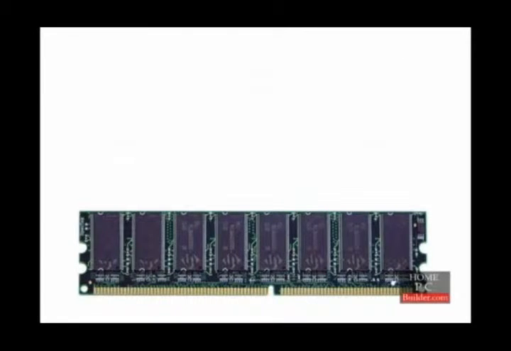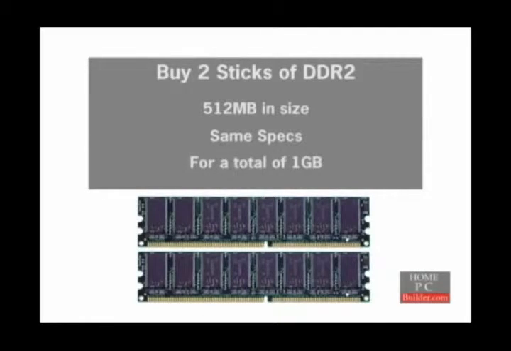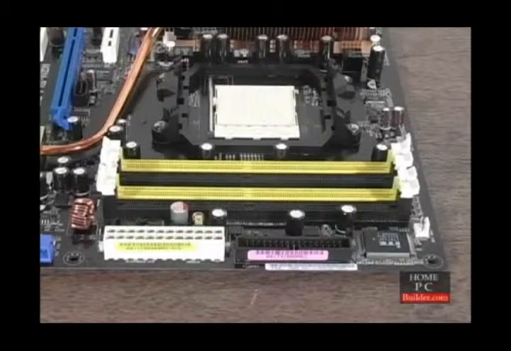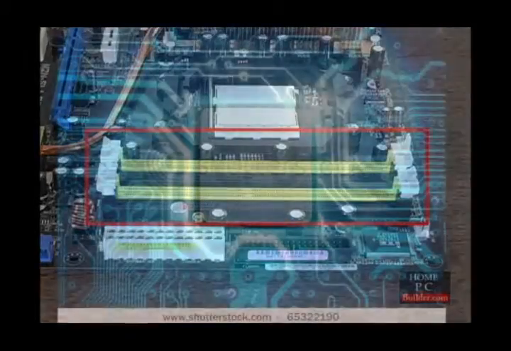When you buy RAM for your new computer, we recommend you get 2 sticks of DDR2 memory, 512 megabytes in size, with the same specifications, for a total of 1 gigabyte. Since most motherboards have 4 available slots to add memory, you'll have 2 more slots available for adding memory.